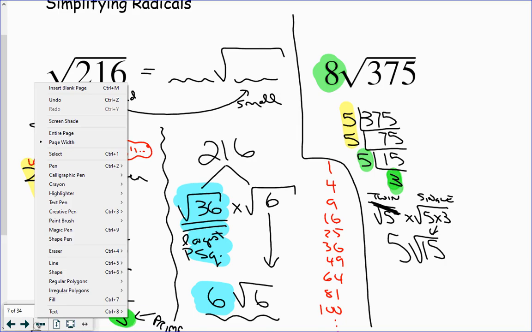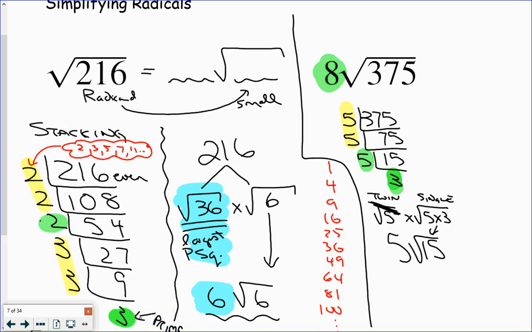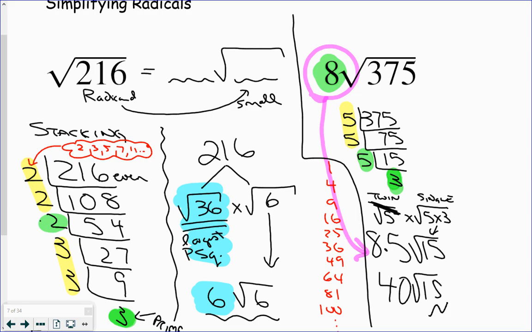Now, all you have to do is remember about this 8. You're just going to take the 8 and bring it back. So the final answer is 40 root 15. That was for the stacking way.